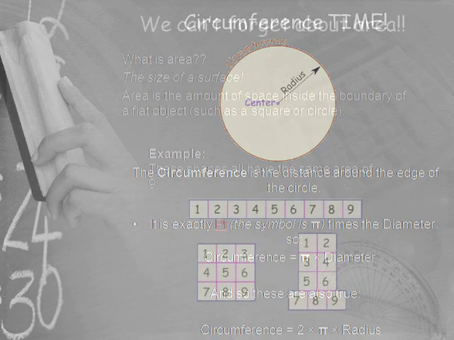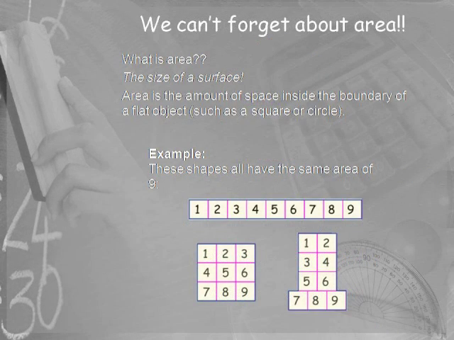We can't forget about area. What is area? The size of a surface. Area is the amount of space inside the boundary of a flat object, such as a square or circle. Look at all the objects. Although they are all different sizes, they are composed of 9 squares. So, the area is 9 for all of them.